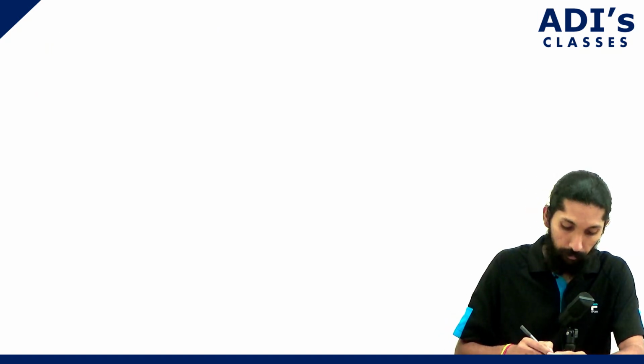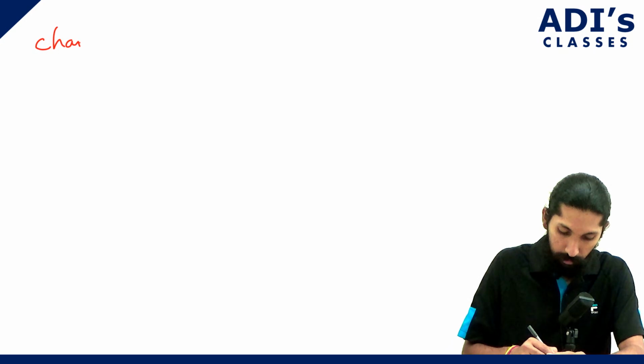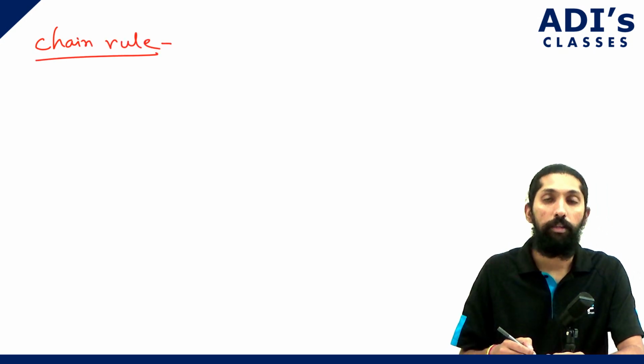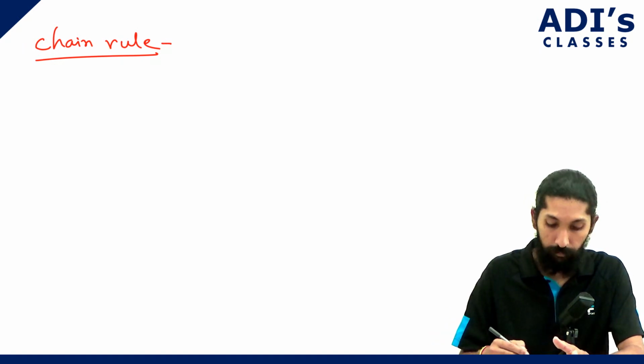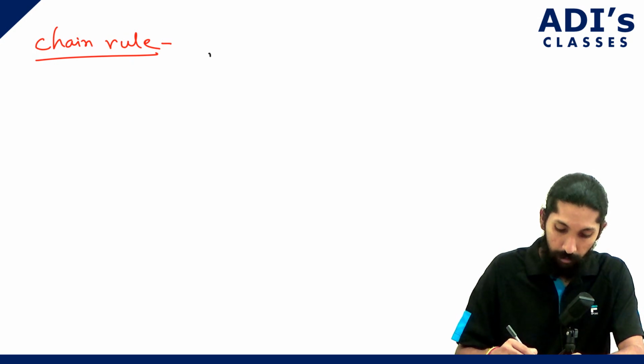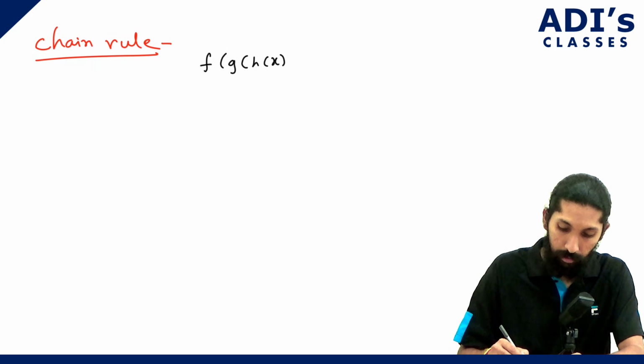Now, in the chain rule, let's assume that we have some function. Let's say we have f of g of h of x.